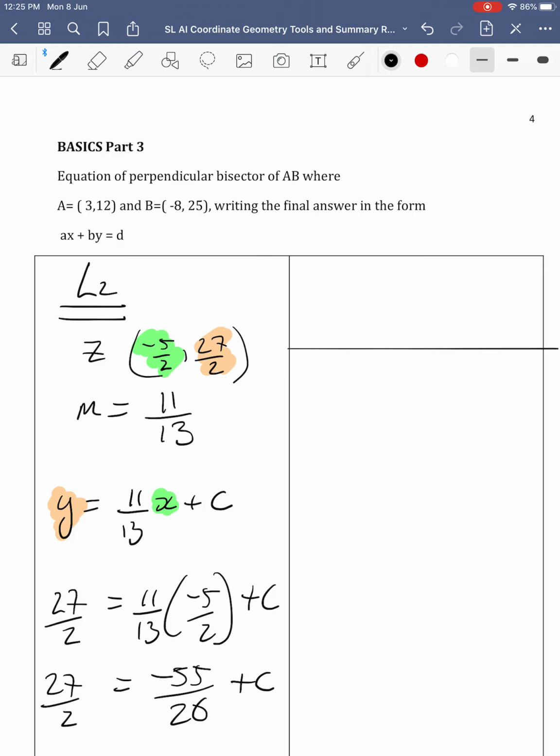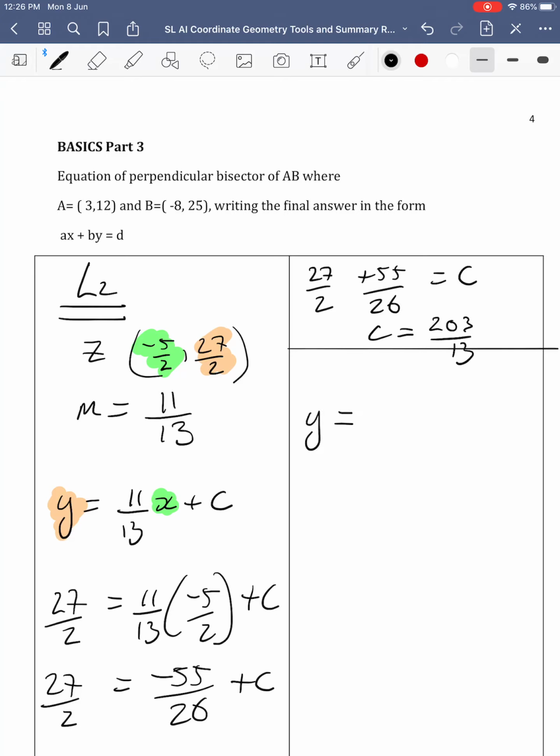Don't worry, you can use a calculator again. And then 37 over 2 plus 55 over 26 equals c. And again, I'm reaching for my calculator just to show you how long it takes to type in the calculator. 37 divided by 2 plus, click on the calculator fraction button, 55 over 26. And I've got c coming out to be 203 over 13.